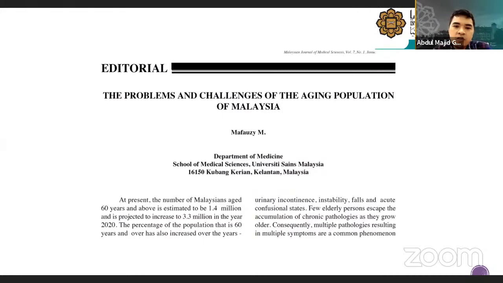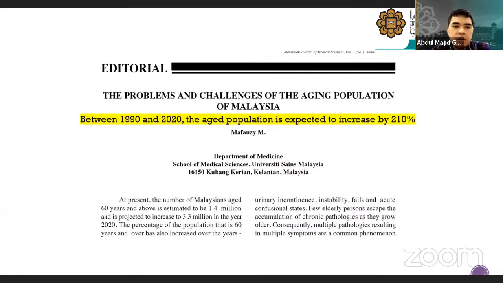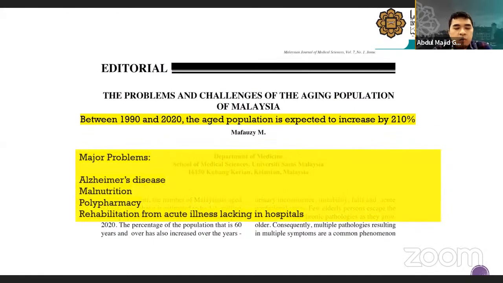So this is an old paper from Prof. Mafauzi in USM in 2000, whereby he predicts that between 1990s to 2020, the aged population is expected to increase by 210%. There are a lot of problems and challenges of the aging population in Asia. So what are the major problems predicted from the study? First is Alzheimer's disease, malnutrition, polypharmacy, and also lacking of rehabilitation from acute illness in tertiary hospital.